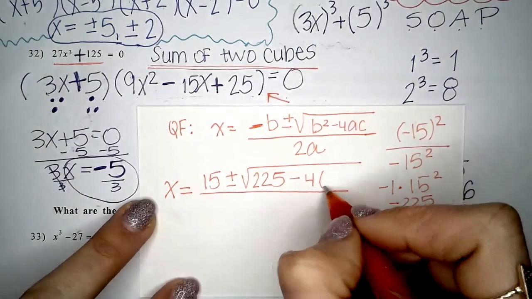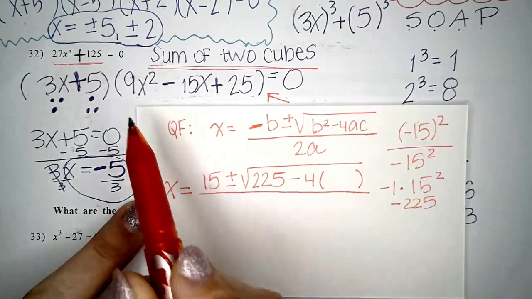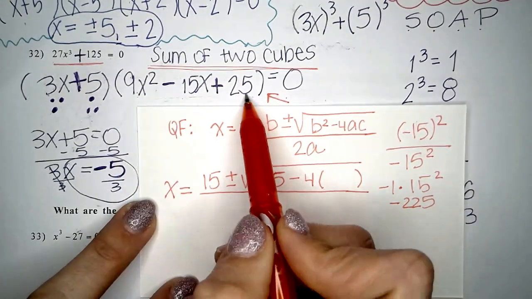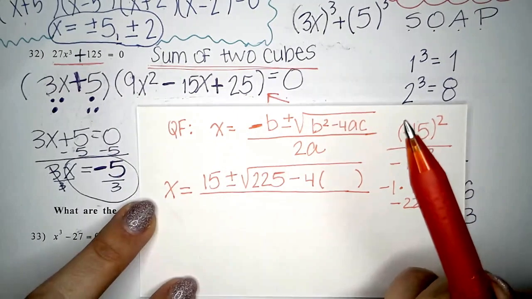Minus 4. Now, to save a little time, we can try to do a times c all at once. Do you guys know what 9 times 25 is? Think about it. If you had 9 quarters in your pocket, how much money do you have?